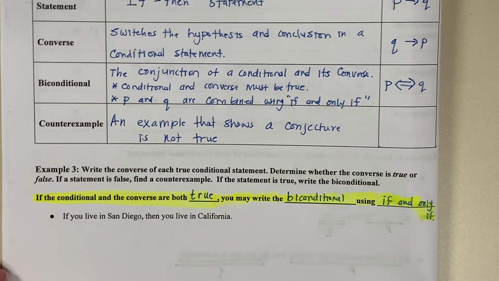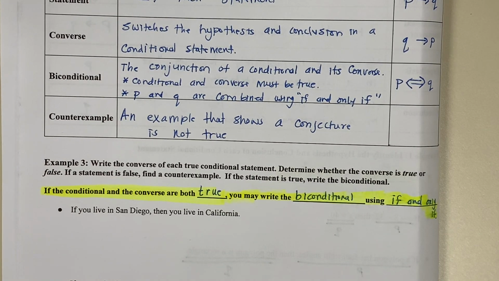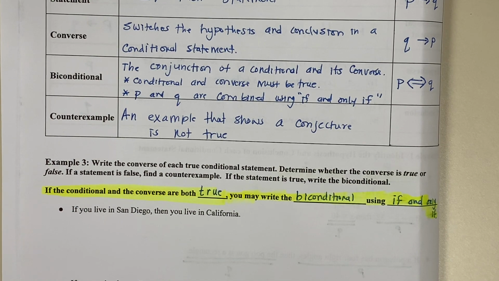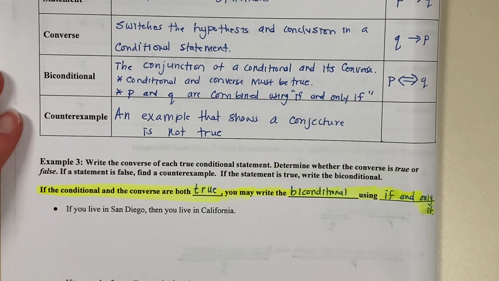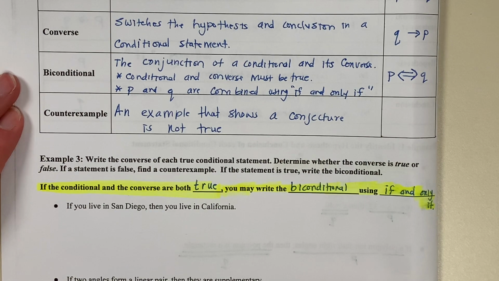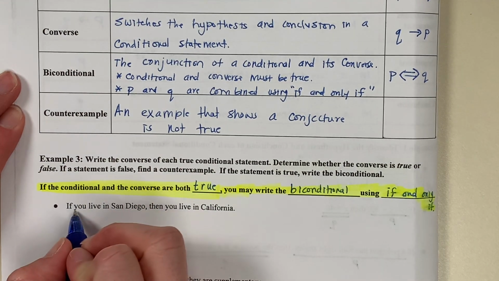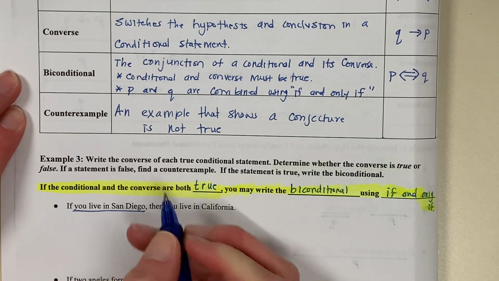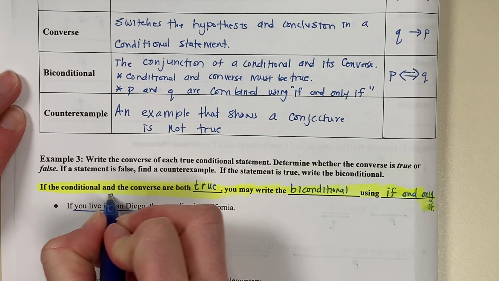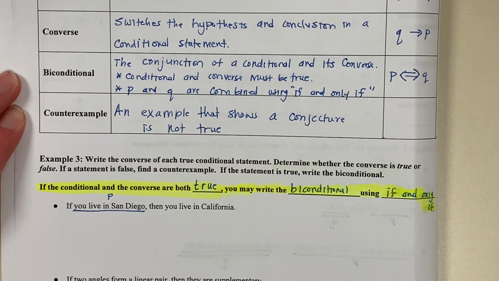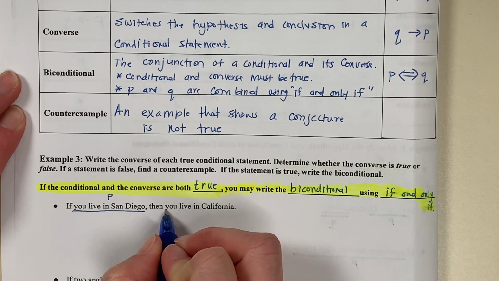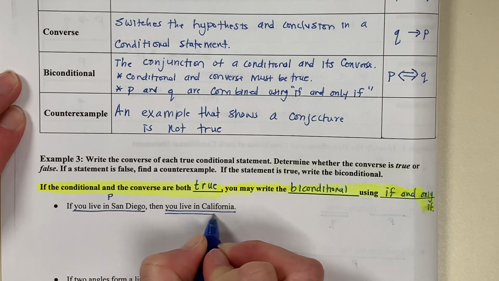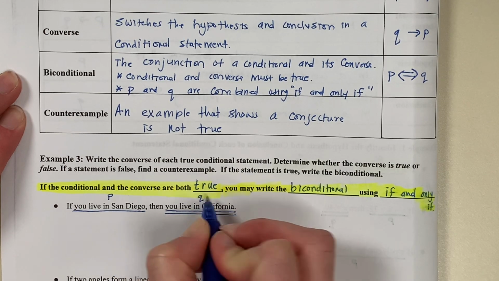All right, so in example 1, it says, if you live in San Diego, then you live in California. This is a true statement. I always like to identify the hypothesis and the conclusion. The hypothesis is the phrase that follows if. So you live in San Diego is the hypothesis. The conclusion is the phrase that follows then. So you live in California is the conclusion.